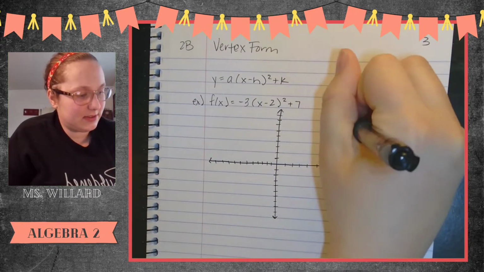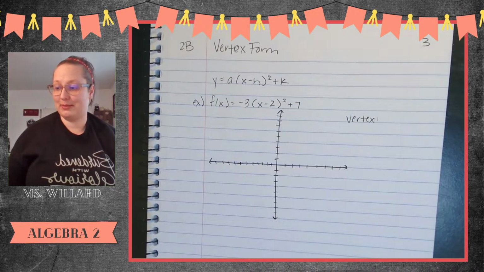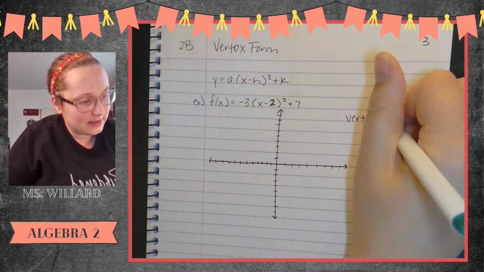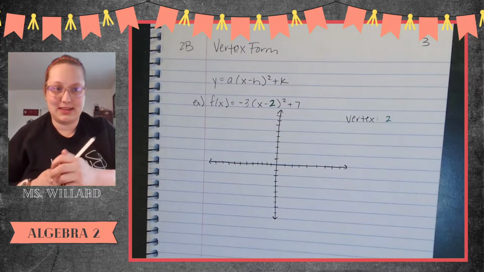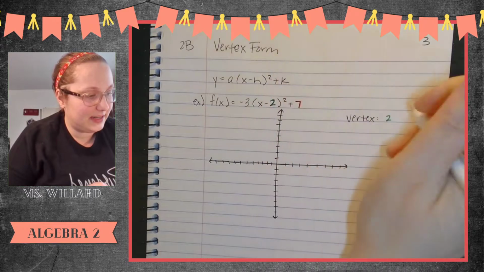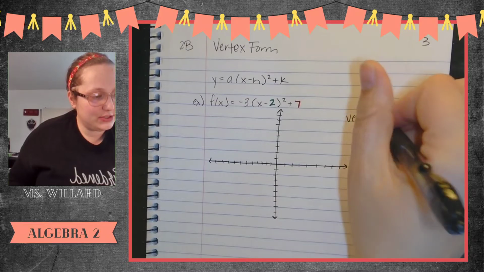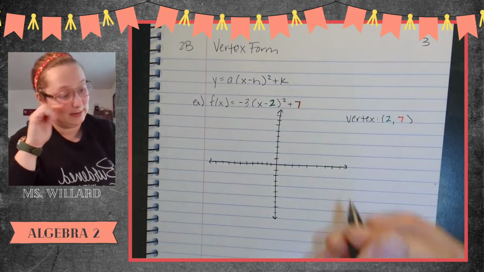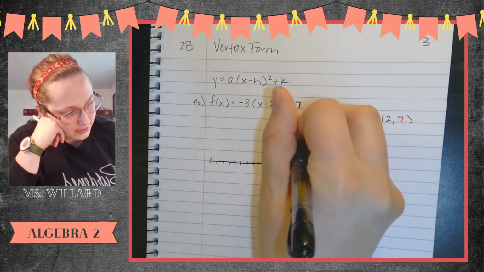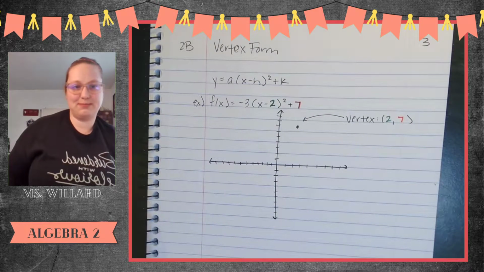All right, so first of all, the vertex. The vertex is a point. It's the point HK. It's the top point or the bottom point. In this case, this 2 right here, it is the 2 that goes there. If it was positive, it would be negative. It's opposites. And this 7 right here is 7. So my vertex is the point 2, 7, which I can graph immediately. Beautiful. That's the vertex. That point right there is the vertex.